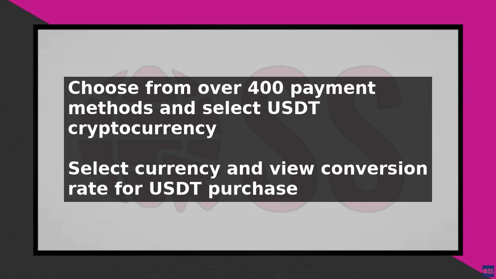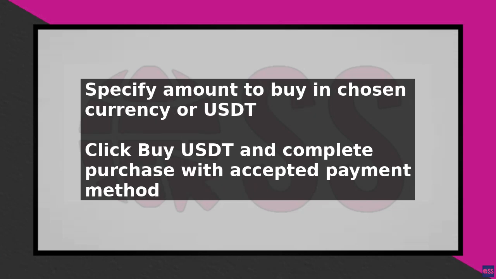Upon selecting Express Buy, you will be taken to a page that outlines the process in a few steps, including choosing from over 400 accepted payment methods and selecting from a range of currencies. Here, you can choose your currency, for example, Euros, and then select USDT from the list of available cryptocurrencies.